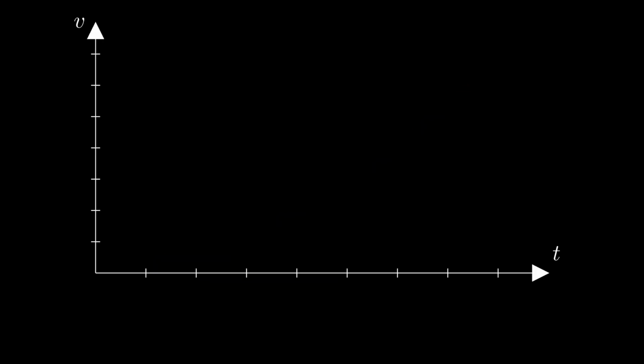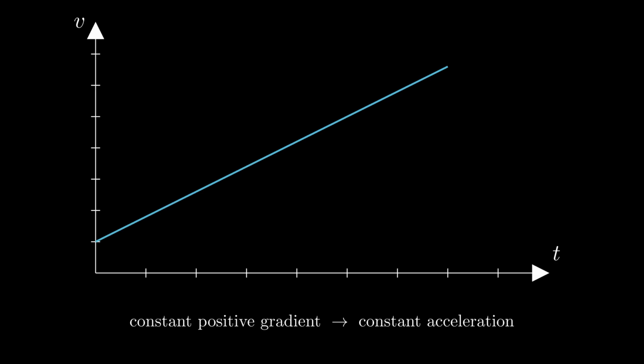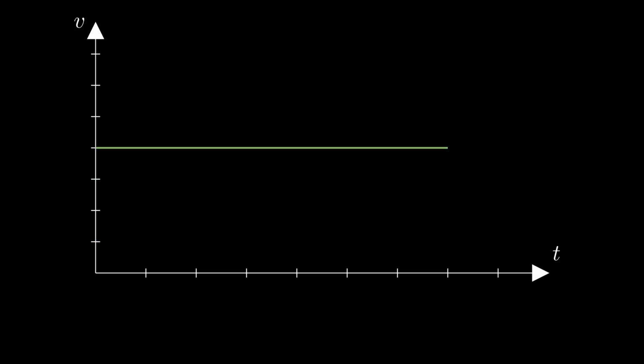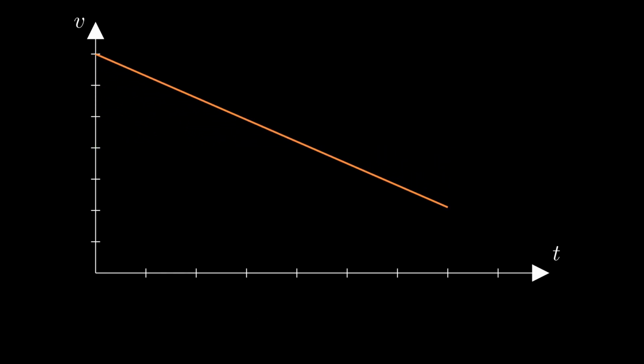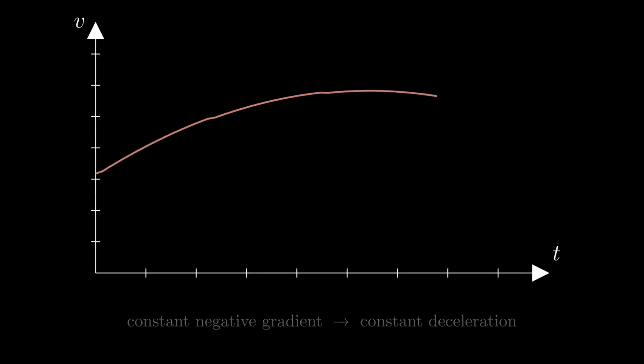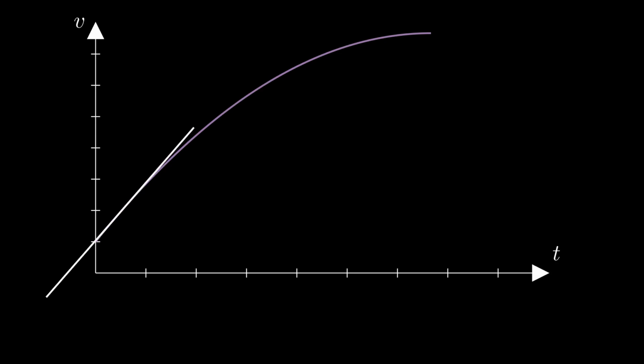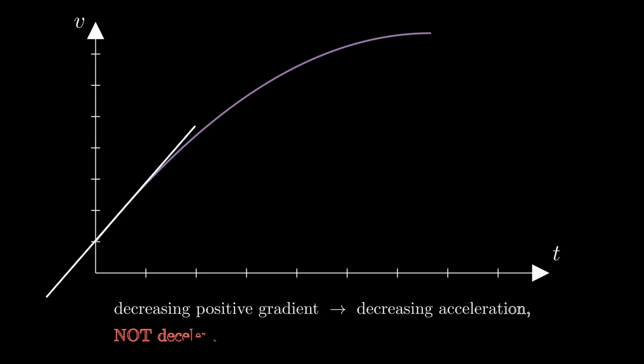Now going through some examples for a velocity time graph, if you have a constant positive gradient, you have a constant acceleration. If you have a graph with zero gradient, that means that there is no change in velocity over time. In other words, you have constant velocity and zero acceleration. Now if the gradient is negative, you have a negative change in velocity over time, meaning constant deceleration. Now if you have this graph, you might be tempted to say that the object is decelerating. But in this case, as your positive gradient is getting smaller, your acceleration is also getting smaller over time. So you can say that your acceleration is decreasing.